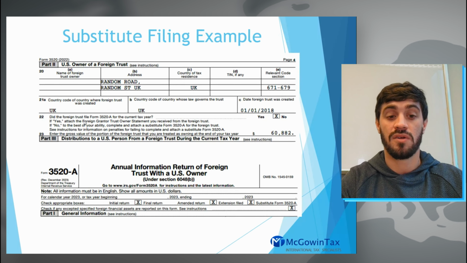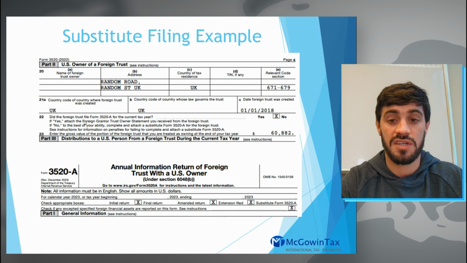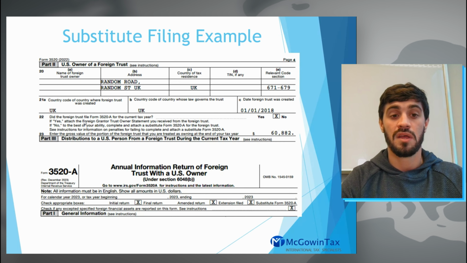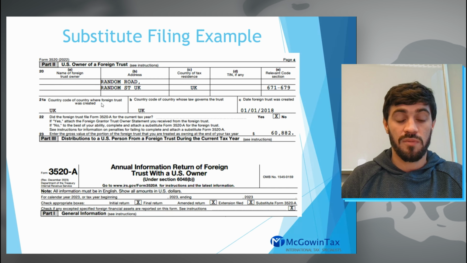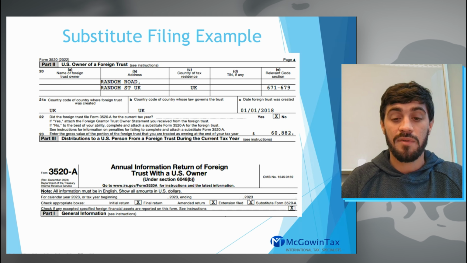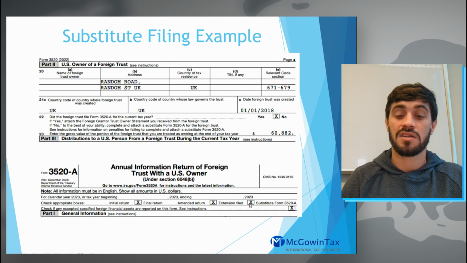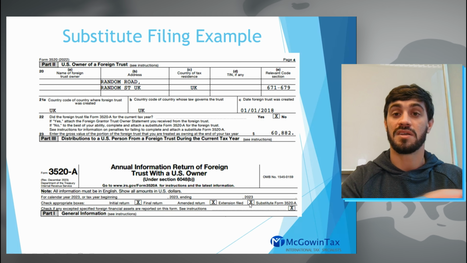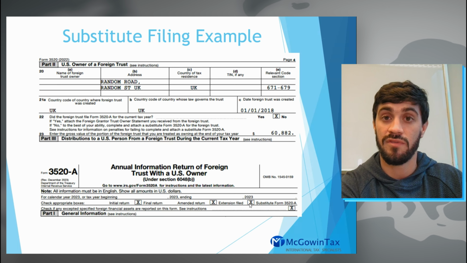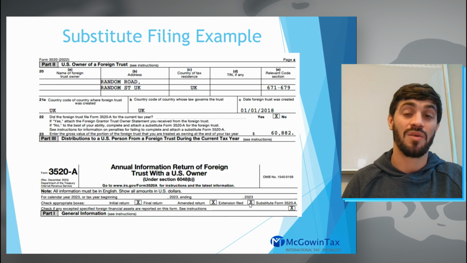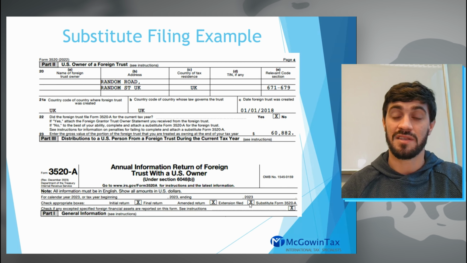And specifically on the 3520A, I have two screenshots here to just show an example. The bottom one is the Form 3520A, and at the top of that form, there's actually a checkbox that says Substitute Form 3520A. You have to check that box so that the IRS knows that it's going to be attached to the due dates of the personal tax return, and that way they won't send you a notice for missing the September 15th or March 15th due date.